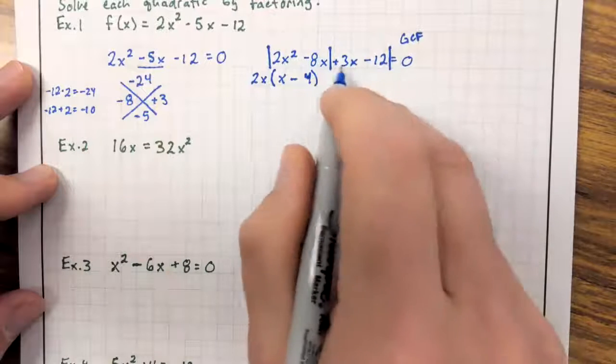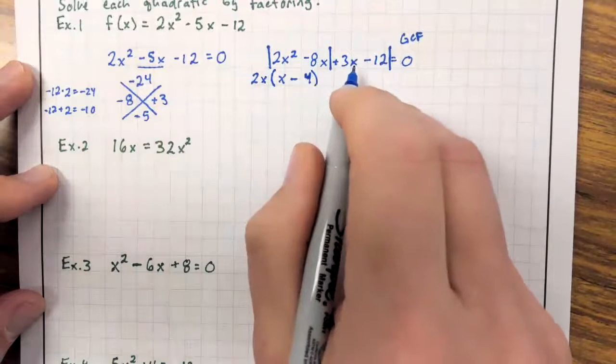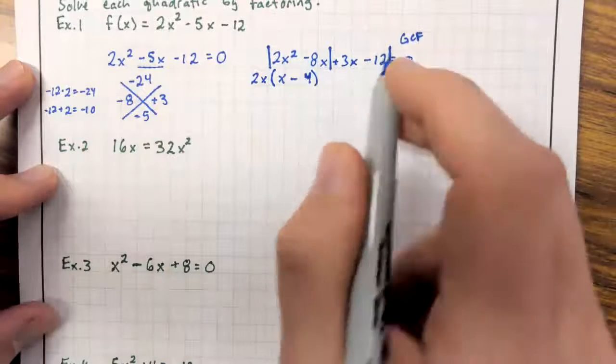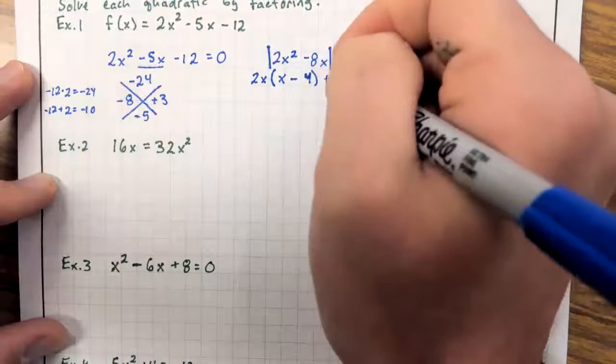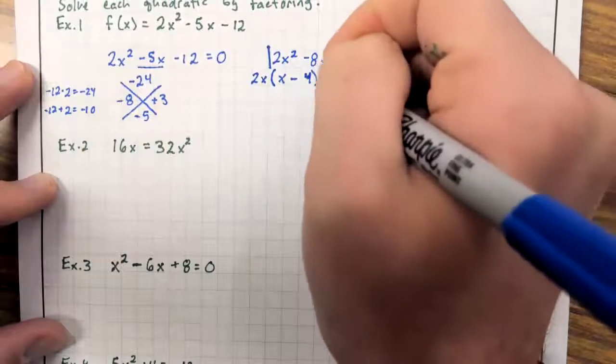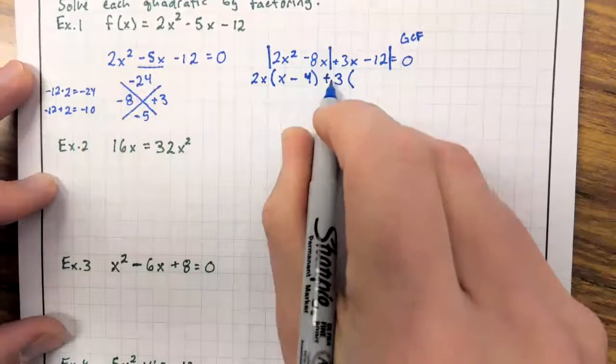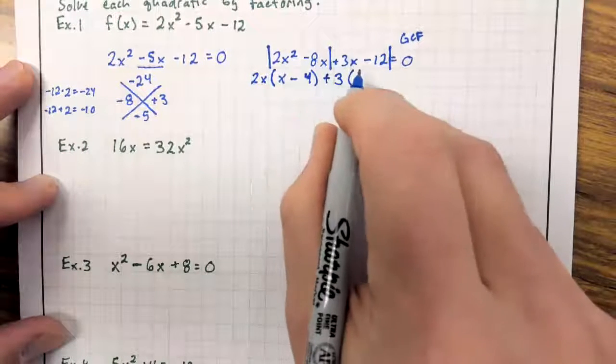All right, so this group's going to be a little bit easier. We don't have to pull out an x variable because the 12 doesn't have it. So the largest number that goes into 3 and 12 is indeed just a 3. Make sure you put a plus sign right here. That is going to be important later on.